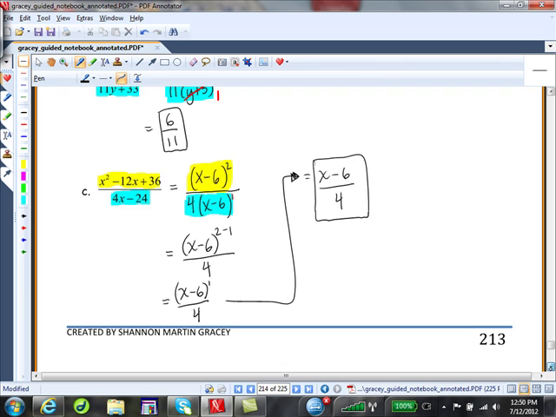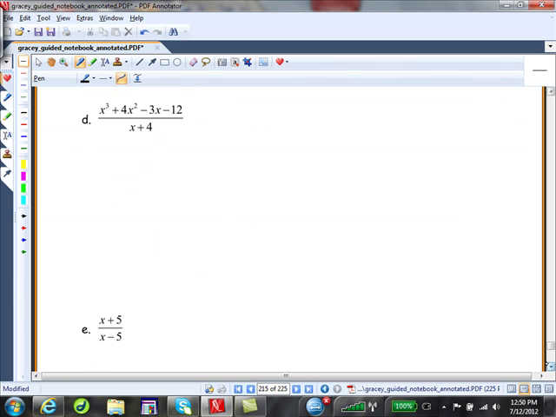Okay. Part D. So we've got to do a little work on part D. We're going to have to factor by grouping. So here's our red group, and here's our blue group.